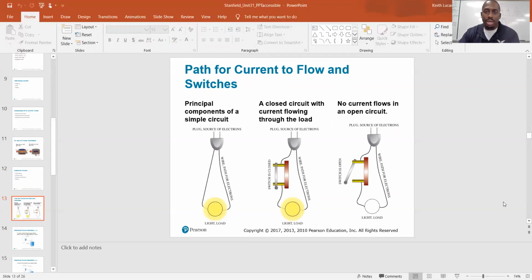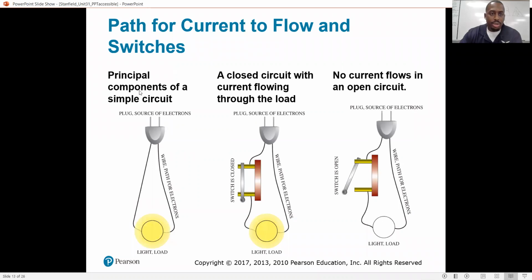Path of current flow and switches. Over here, let me just make this a little bigger. Over here, you have a light. The principal components of a simple circuit: a closed circuit with current flow through the load. Again, the light would be the load, but this particular load has a switch. In this example, the switch is closed, which is why we have a complete path of current flow and the light is on. Then over here, no current flow in an open circuit.